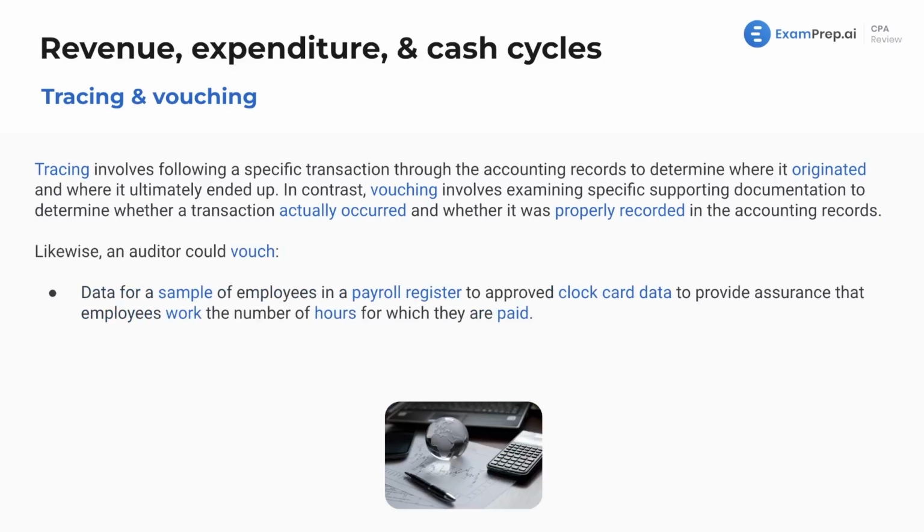Moving along to an example with vouching, and we'll have plenty more examples as we go throughout the lesson. Here, we could vouch data for a sample of employees in a payroll register. So there's just a big listing of all our employees that we have to pay out to approved clock card data. We're saying, okay, we've got 10 employees, and here is proving that 10 employees clocked in and worked 8 hours a day to provide assurance that employees work the number of hours for which they're paid.